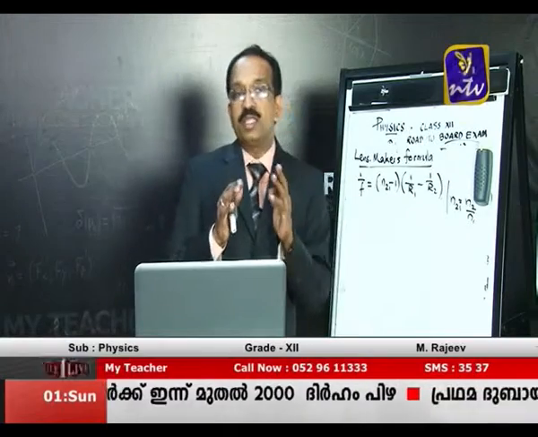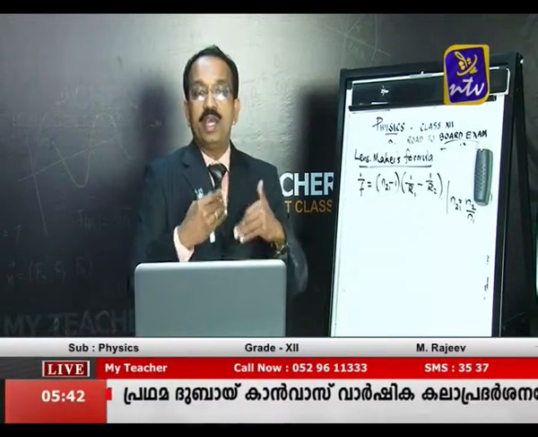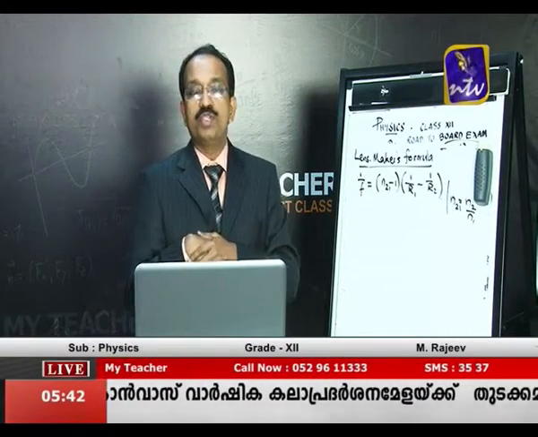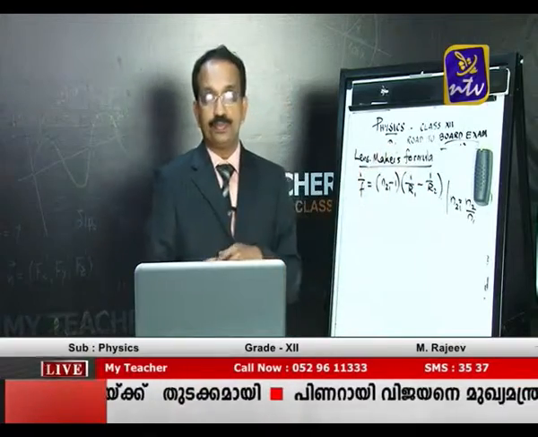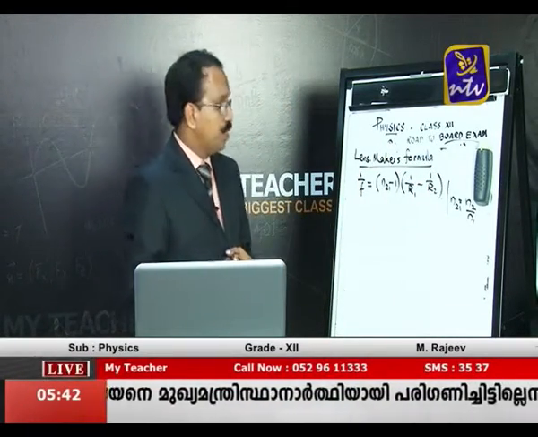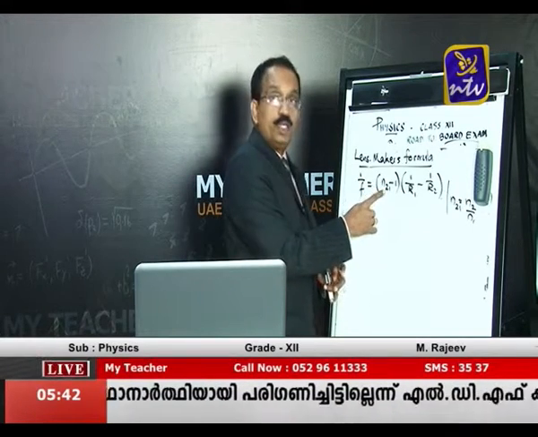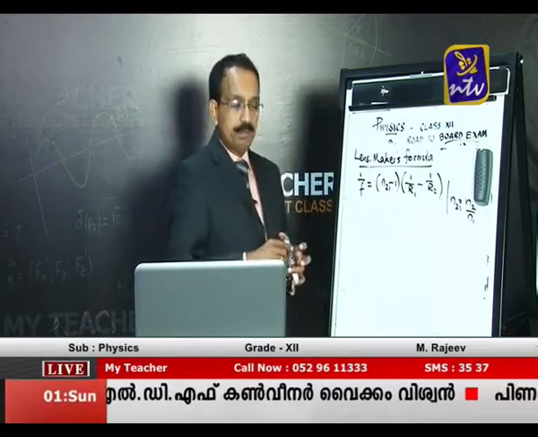Why I'm stressing this point now is because sometimes in the exam they will give it the other way: n1 is that of the glass, and n2 that of the medium. Then you should change it to n1 by n2, and it should be n12. Anyway, be very clear: n2 is the refractive index of the glass, and n1 is that of the medium.